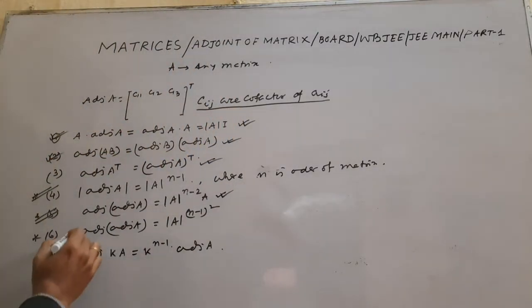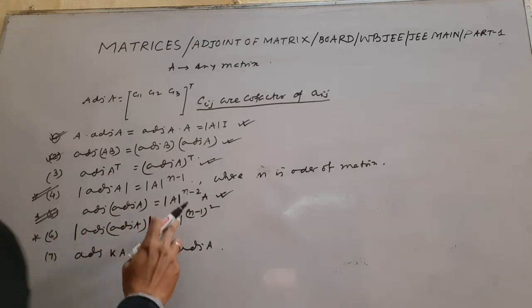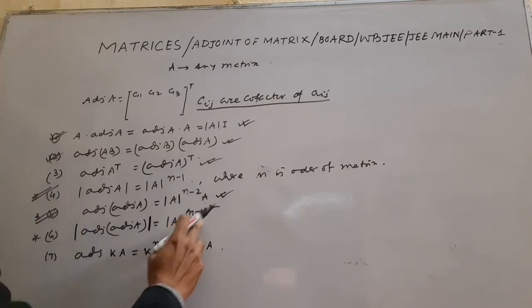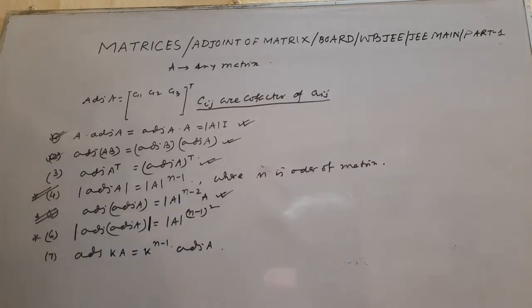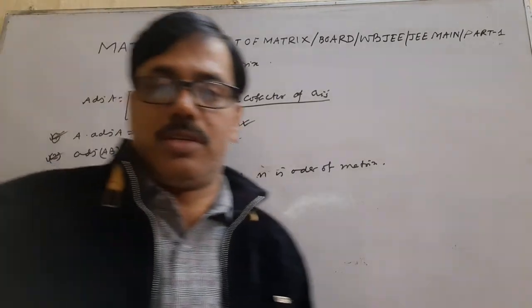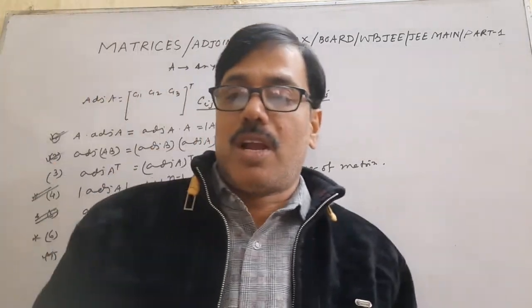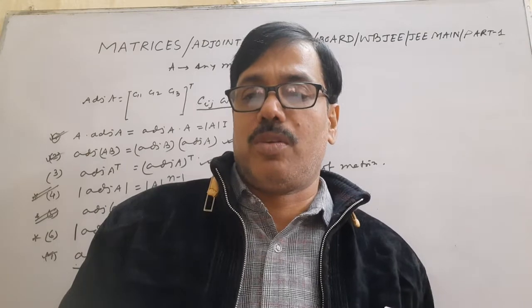Then determinant of adjoint of adjoint A equals determinant A to the power n minus 1, whole squared. What is n? n is the order of the matrix. And adjoint of kA equals k to the power n minus 1 into adjoint of A. So we use these results. So these are basic ideas. Now we try to solve some problems relating to the topic adjoint of a matrix.